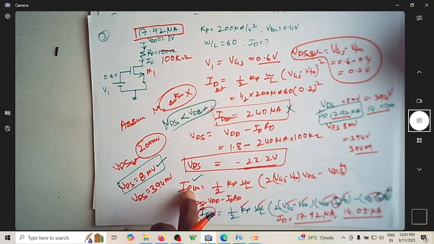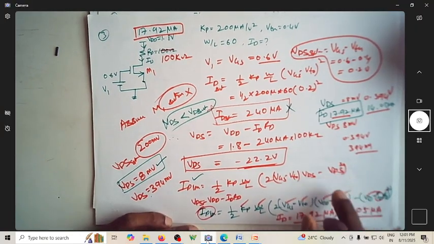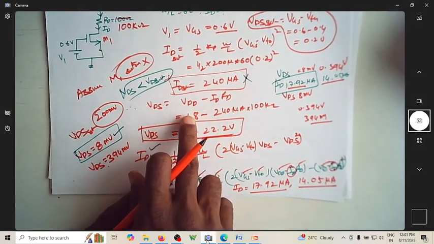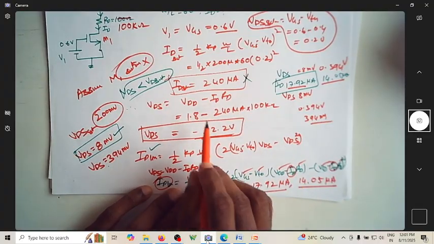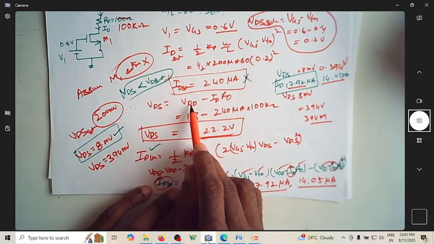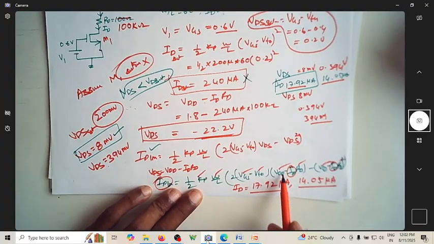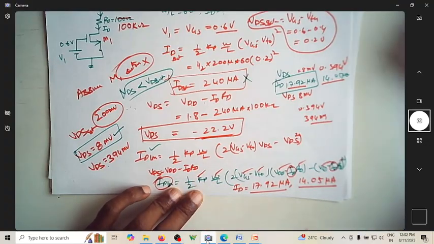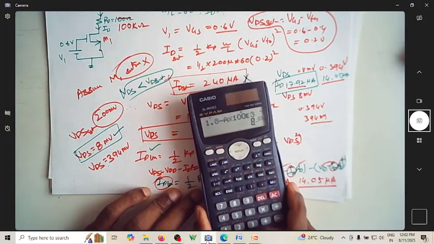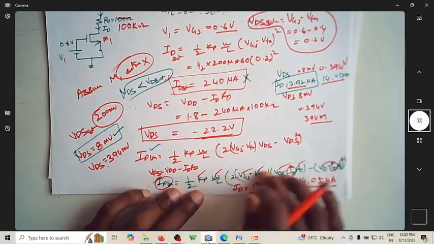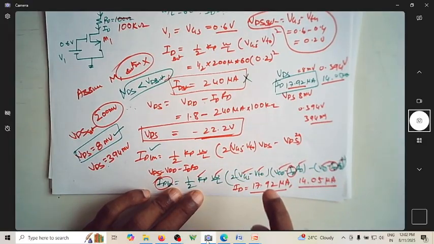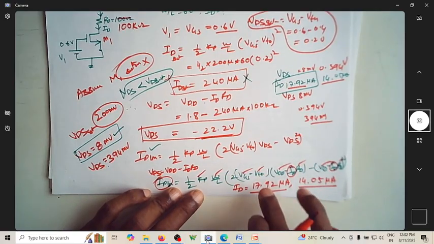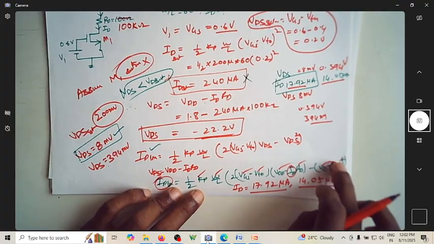When you assume it as linear region, this is the equation. In this equation I have a VDS. This VDS needs to be substituted, because I don't know what VDS is. So VDS by equation is VDD minus ID into RD. That's what I substituted. Then I'm solving for this. That's where the calculator is so handy. Otherwise, this is a mathematical problem, so I have to solve this using a calculator. I'm getting two currents because it is a quadratic equation.